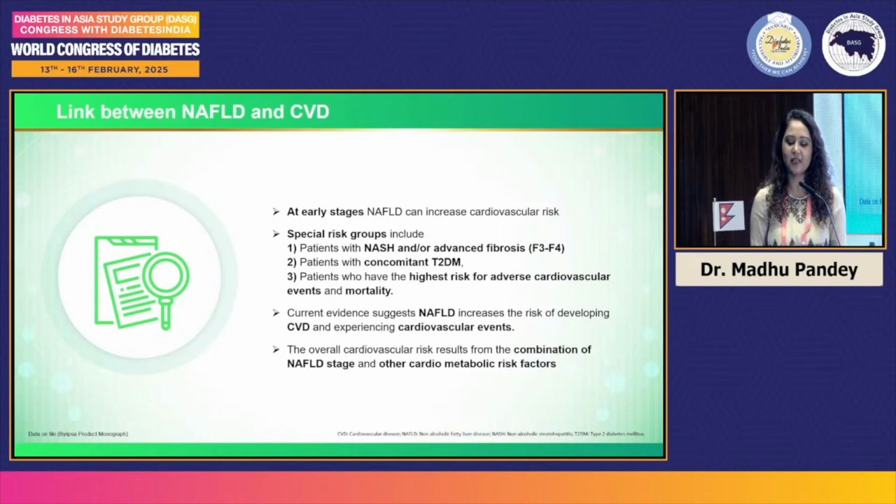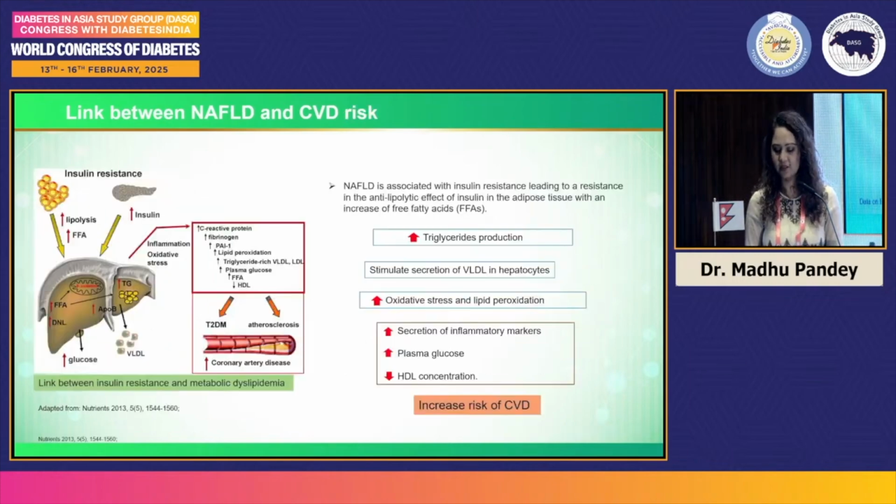Link between NAFLD and CV risk: at an early stage, NAFLD can increase the cardiovascular risk. Special group: patients with NASH and advanced fibrosis with F3 and F4, and patients with concomitant type 2 diabetes, are patients who have high risk of cardiovascular events and mortality. And current evidence suggests NAFLD increases the risk of developing CVD and experiencing cardiovascular events. The overall cardiovascular risk results from the combination of NAFLD status and other cardiometabolic factors.